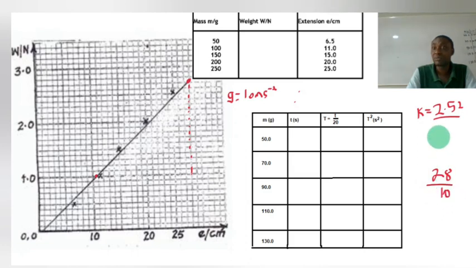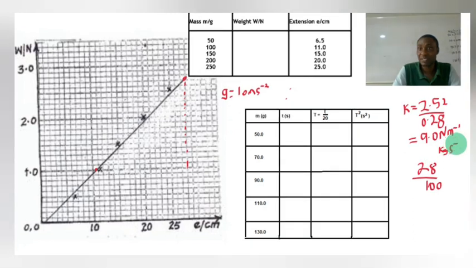So 28 divided by 100 gives me 0.28. It must be in meters. So when I divide, this is my result. This gave me exactly 9.0 newton per meter. You can use this as the unit. The unit can also be kilogram per second squared.